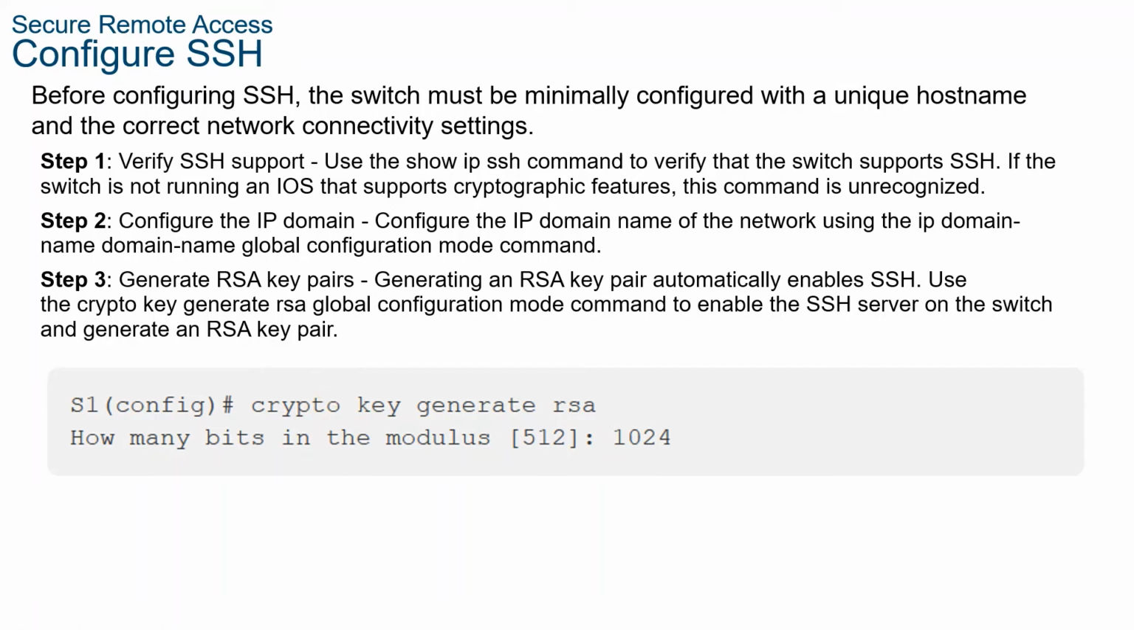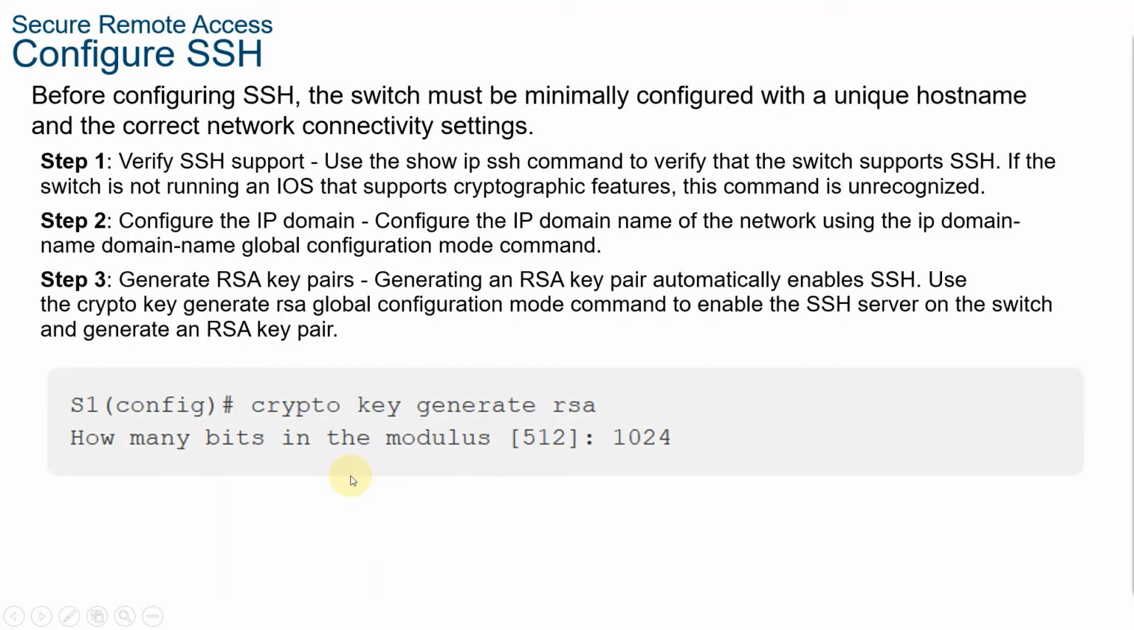Now, generating an RSA key pair automatically enables SSH. We use the crypto key generate rsa global configuration mode command to enable the SSH server on the switch and generate an RSA key pair. When generating RSA keys, the administrator is prompted to enter the modulus length. The sample configuration in the figure uses a modulus size of 1024 bits. A longer modulus length is more secure, but it takes longer to generate and to use.